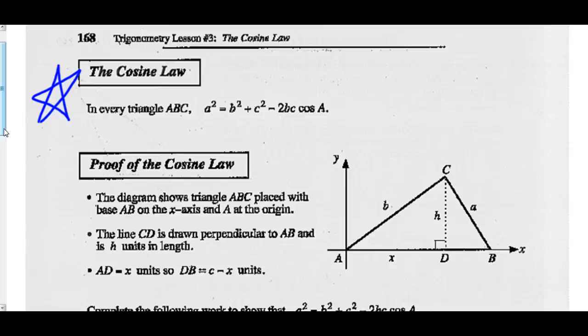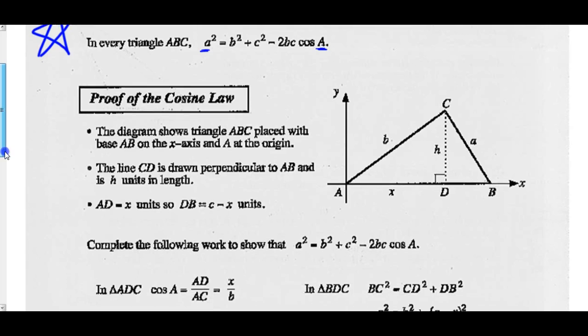The important thing to remember in this cosine law, if side a is on the left side of this equation, then the angle opposite that is what we're taking the cosine of. All right. So these are labeled as lowercase a and capital A. That's very important to remember.